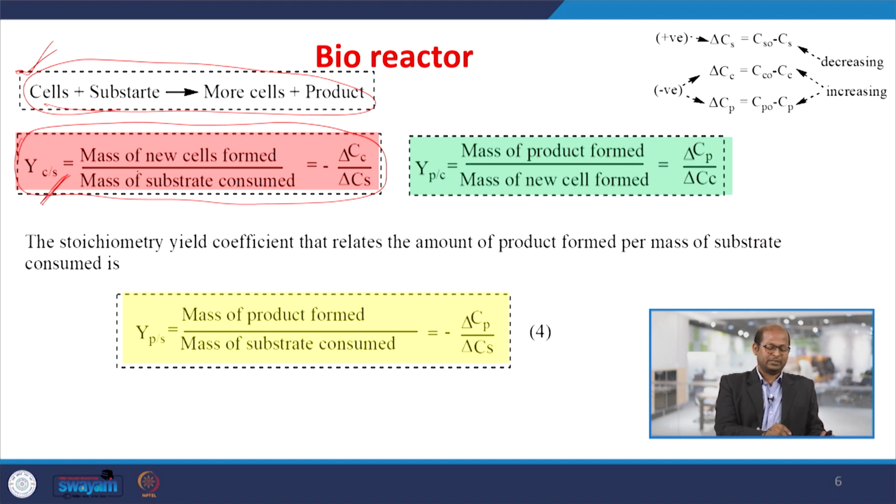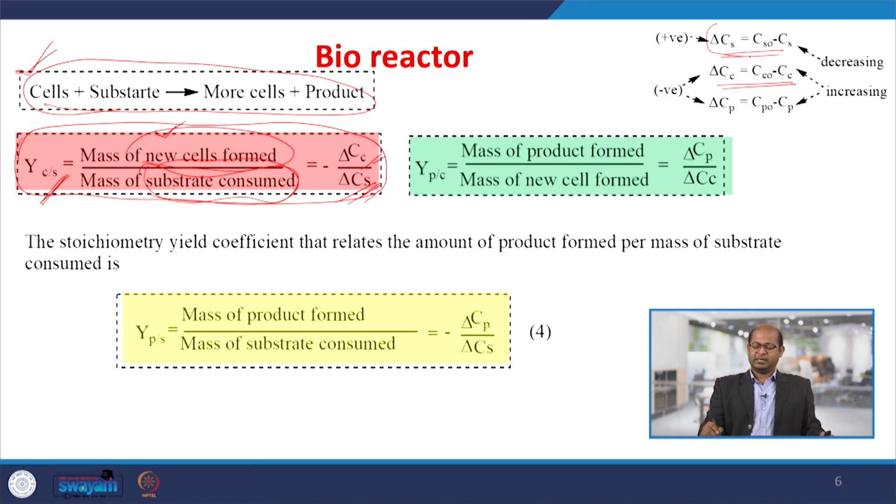So, Y_CS is the mass of the cells that is formed per mass of the substrate that is consumed. So, cell formation by substrate consumption. On the right-hand side you can see minus delta Cc by delta Cs, where this is delta Cc and this is delta Cs.